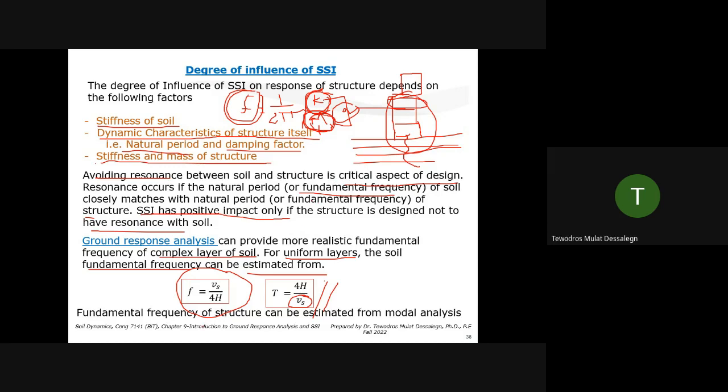And for the fundamental frequency of the structure, usually structural engineers do something called modal analysis. Modal analysis is done before a time history or spectral analysis. It is so quick, but it gives you the fundamental modes of the structure. So you compare the two, the soil and the structure, and see where you are. This is exactly the Mexico City phenomenon. You're trying to avoid resonance.